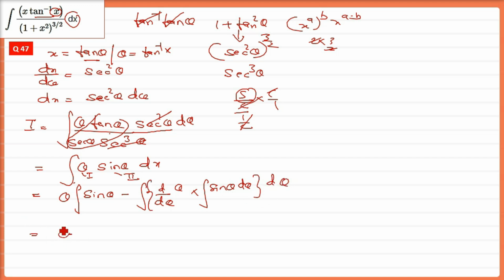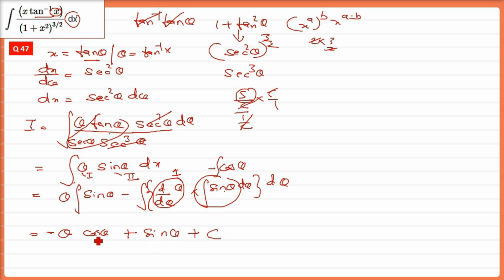Theta, what is sin theta integration? It is negative cos theta. Minus d by d theta of theta is only 1. Sin theta integration is again negative cos theta. So let's deal with negative here itself. Let's make it positive. Integration of cos theta is simply sin theta. So write sin theta here plus constant of integration.